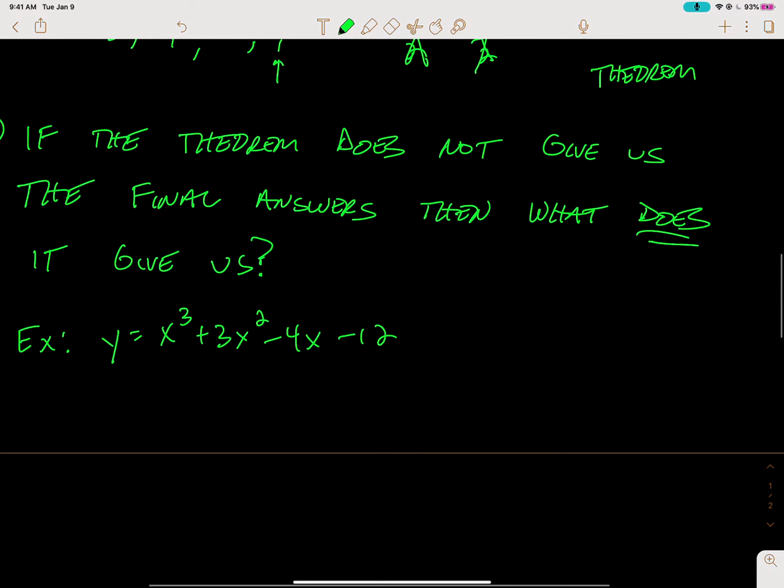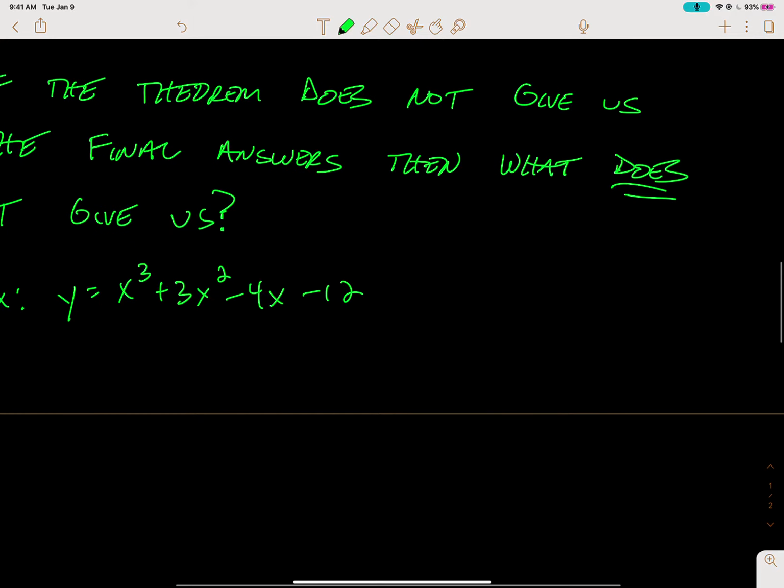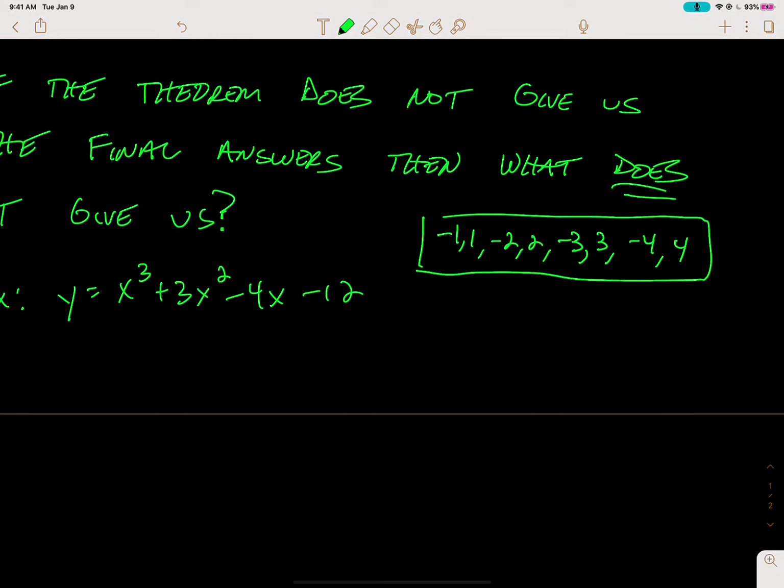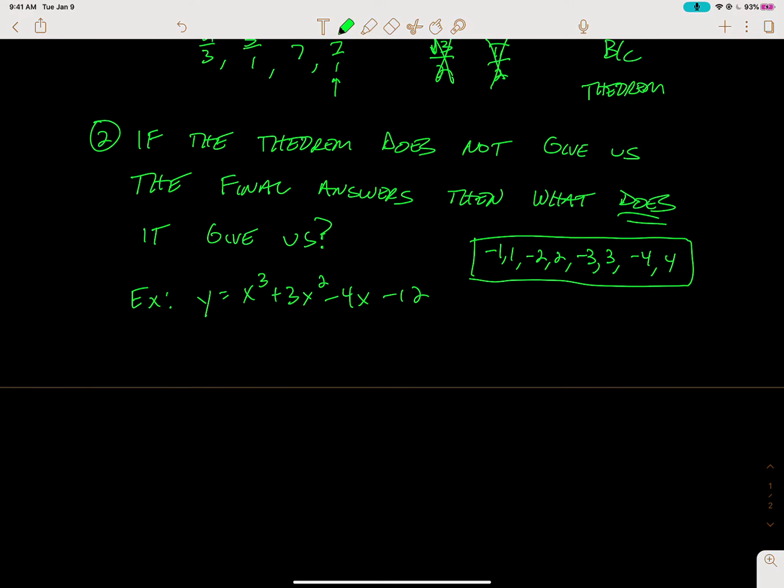Let's say I ran the theorem on this polynomial. You don't know what it is yet, and it came up with these: -1, 1, -2, 2, -3, 3, -4, 4. It said, hey, these are your possible zeros. I mean, that's cool because before that, our possible zeros were all the numbers in the universe. That's a pretty large amount of numbers. So at least it's narrowed it down to 8 possibilities now. The theorem is not cool because we've got to figure out which ones are actually zeros.